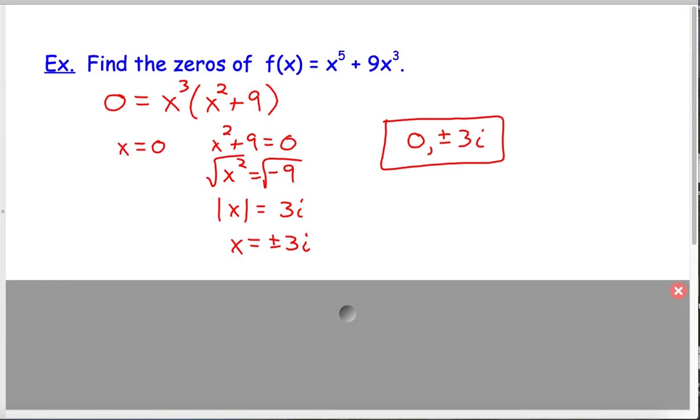Now, you're looking at that and saying, well, there's only 3 zeros. Actually, x equals 0 is a root of this function, but it has multiplicity 3. And I could think of the factorization of this as being x times x times x times x squared plus 9, or x minus 3i, x plus 3i. And so there are 5 factors, and there are 5 zeros, but one of them has multiplicity 3.